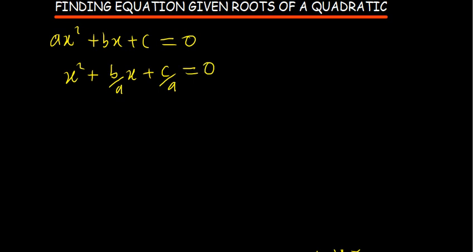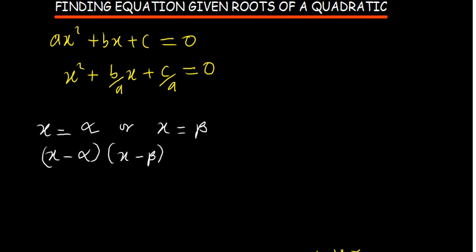That is equal to 0. Now imagine you are solving a quadratic, and you found that its roots were x is equal to alpha or x is equal to beta. So what were the roots of this equation? Take the alpha to the other side, it becomes x minus alpha. Take the beta to the other side, it becomes x minus beta, and that is equal to 0. If you do the cross multiplication, you get x squared minus alpha x minus beta x plus alpha beta is equal to 0.